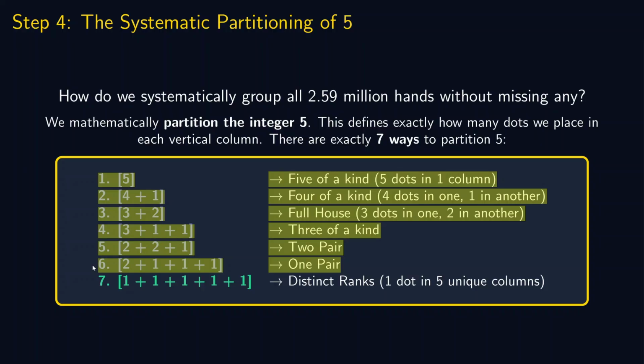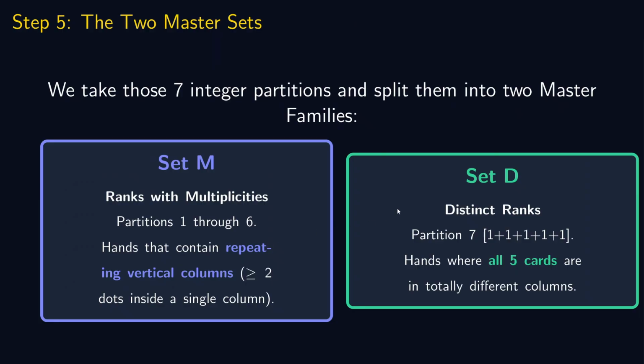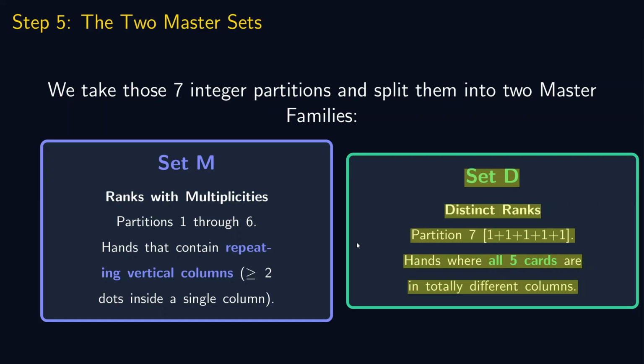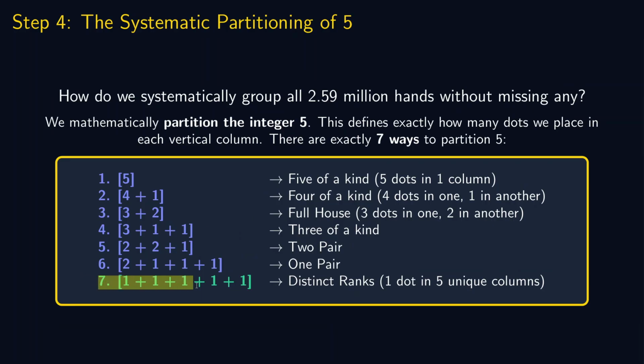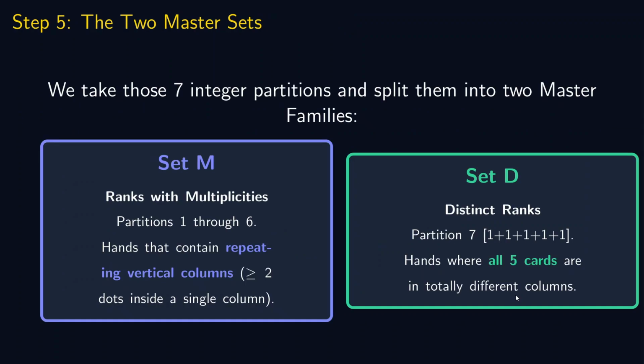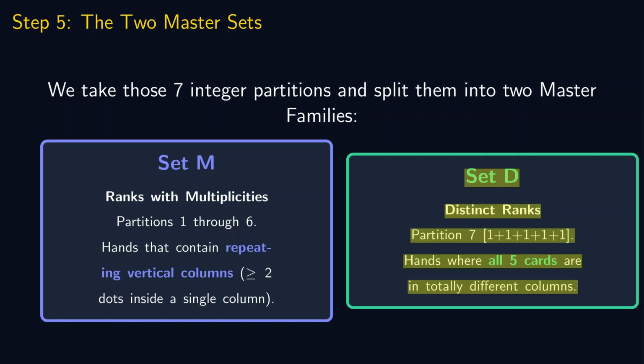The second group is called Set D. The D stands for distinct ranks. This group contains only the 7th partition, the one that looks like 1 plus 1 plus 1 plus 1 plus 1. In this family, every single card in the hand comes from a completely different rank. No column is ever touched more than once. Every dot lives in its own unique vertical column. Hands like straights, flushes, and high card hands all belong to Set D.